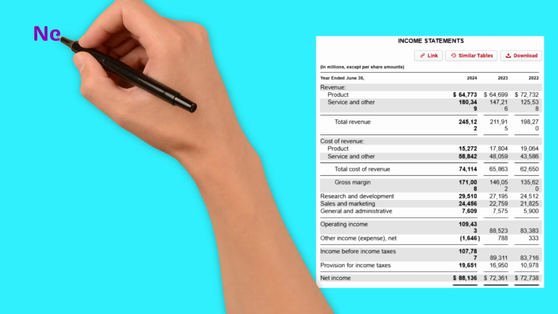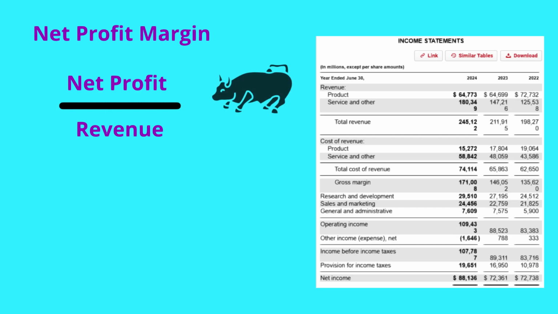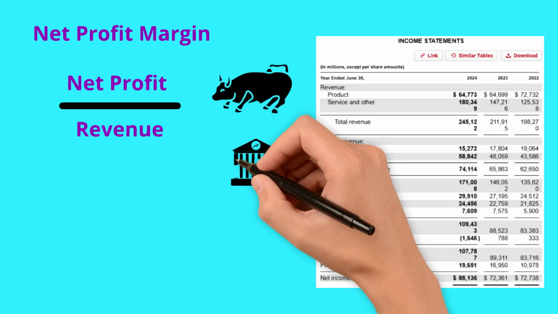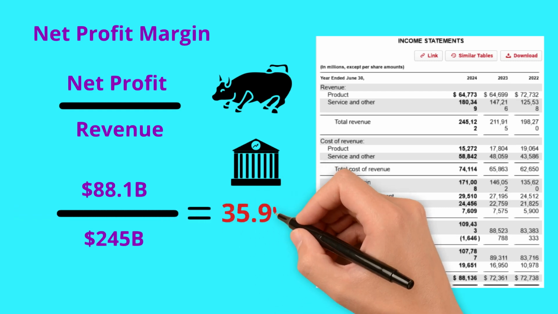Third, we have net profit margin or net income margin. We calculate it by dividing net profit by revenue. Net profit margin tells us how profitable overall the company is, from revenue generated to all the costs associated with running the business. Wall Street loves earnings.